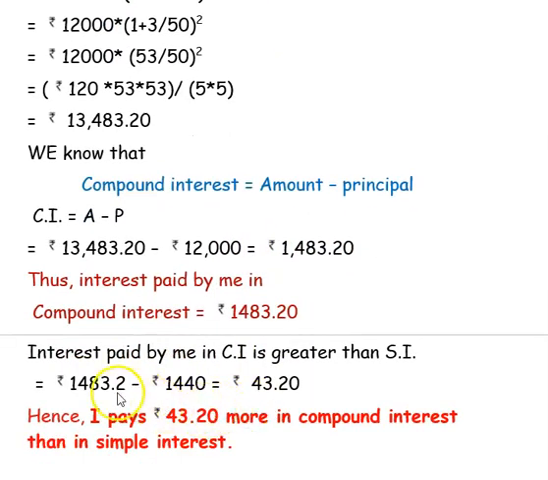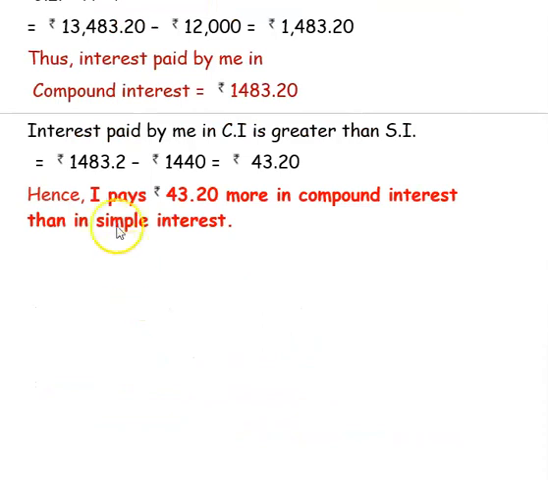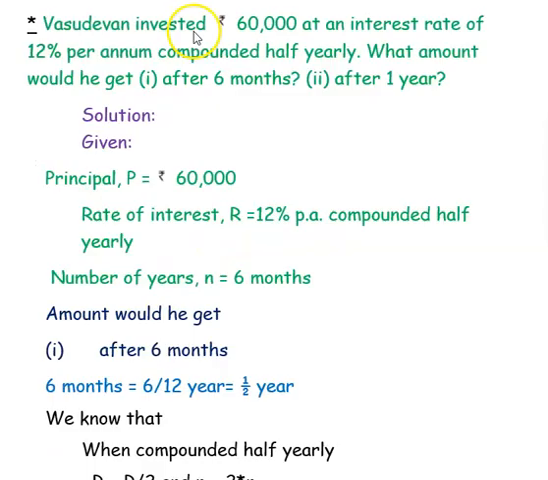Now we want to find the difference in the interest. Compound interest is greater, so 1,483.20 minus simple interest, which is less, 1,440. So, the difference in amount is rupees 43.20. Hence, I pay rupees 43.20 more in compound interest than in simple interest. Now, we will see the second example.